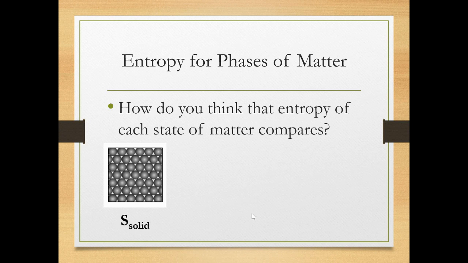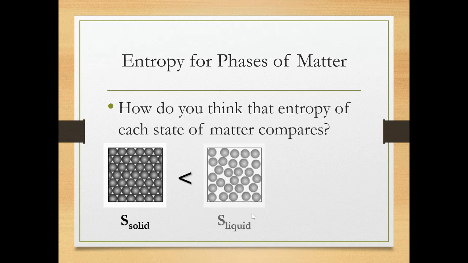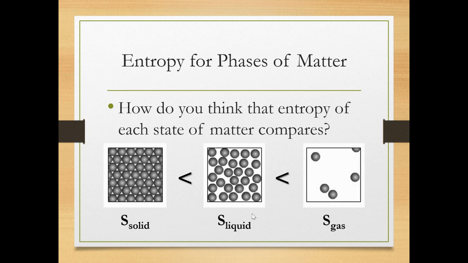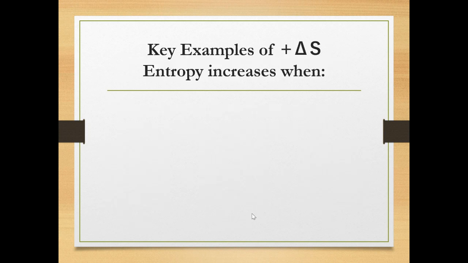Then if we heat it up, the molecules start moving a little bit faster. They start having more randomness when they become a liquid, so that has more entropy. And then if we heat it up and the intermolecular forces break apart, or the bonds break between the ions in the solid, then we have even more entropy. So solids have the least entropy, gases have the most entropy. Solids have the least disorder, gases have the most disorder.